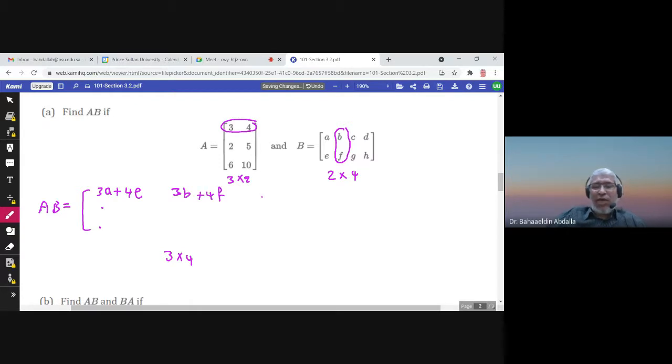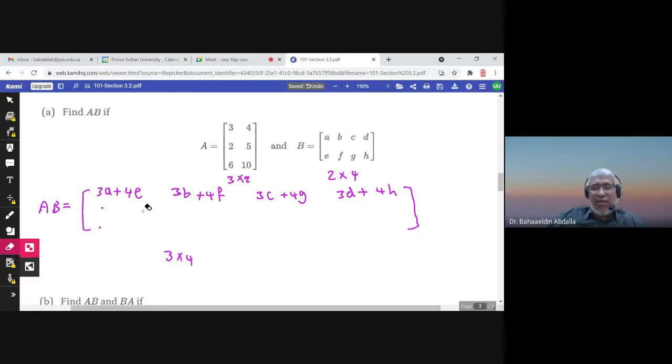Now I need the element in the first row, third column. So I keep the first row of A and multiply now by the third column. This will give me 3C plus 4G. And the last entry in the first row would be 3D plus 4H, multiplying the first row of A by the last column of B.